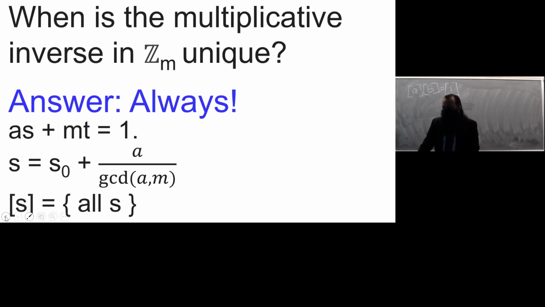So S in brackets happens to be the set of all S's that work. And this S in brackets is unique. So S plus 1 in brackets is not going to work. S minus 1 in brackets is not going to work. Anything in this S is going to work. So there's a million different values of S that will solve that Diophantine equation, but S in brackets is unique. This set is unique. Okay? So if I change this set, it's not going to work. So the multiplicative inverse is unique.